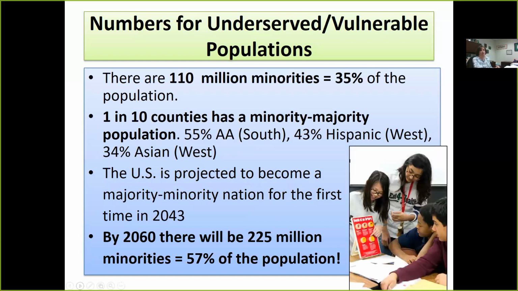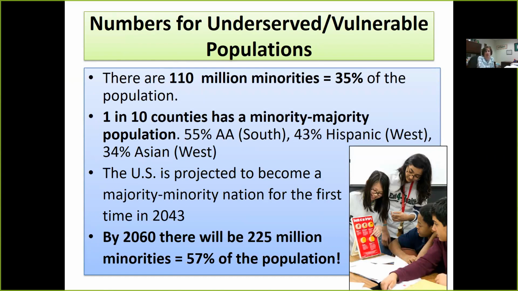So just to talk a little bit about some of those underserved populations. They found that there are about 110 million minorities in the US, which makes up about 35% of the population. And 1 in 10 counties has a minority majority population. In the South, about 55% of the population are African Americans. In the West, about 43% are Hispanic, and about 34% are Asian.